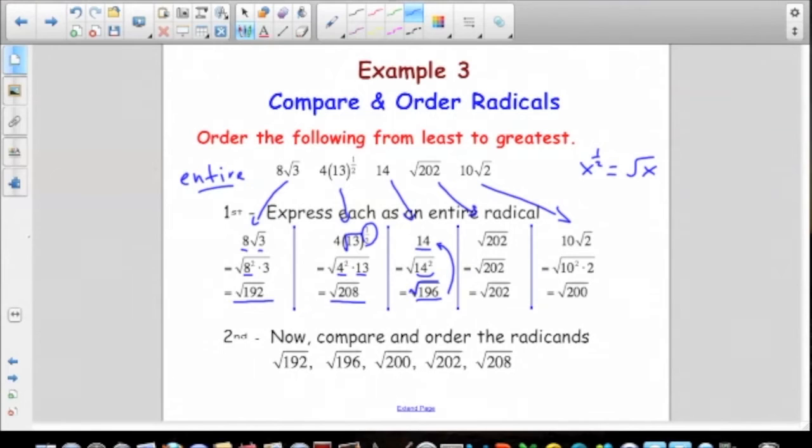Okay, the next one, well, we didn't have to do anything. It's already entire. Okay, the last one, we square the 10 and times it by 2, so we get 200. Now you can see that they are all entire radicals. So now it's a matter of putting from least to greatest. Okay, and here we go. First, the second, the third, the fourth, and the fifth. And there you just organize them. All right?